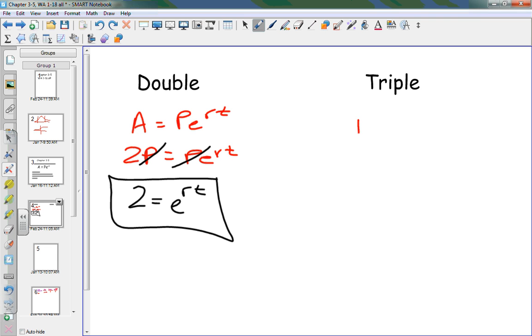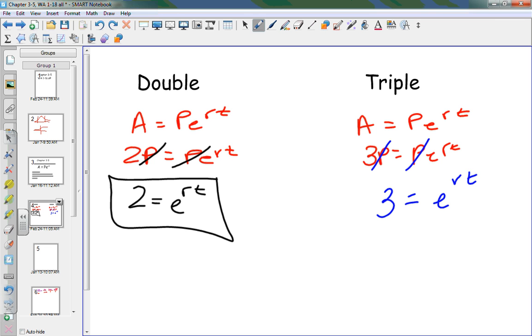Now what if I want to triple my money? If I want to triple my money, what does A turn into? 3P. Do you want to have the P's? They cancel out, so I actually have 3 is equal to e to the RT.